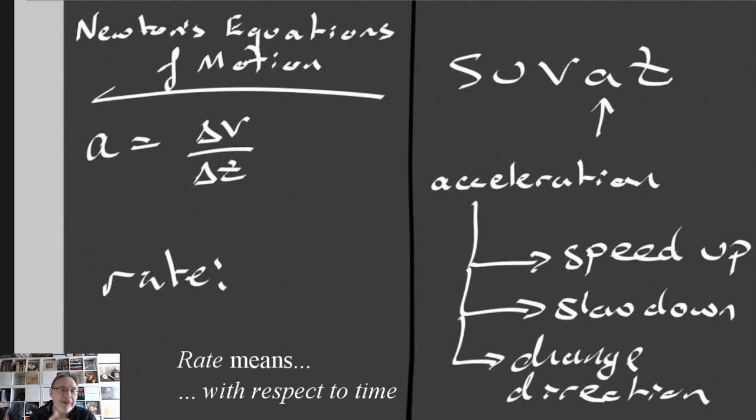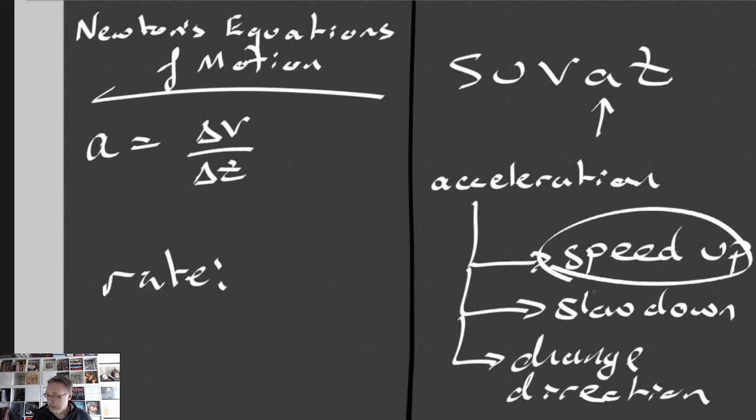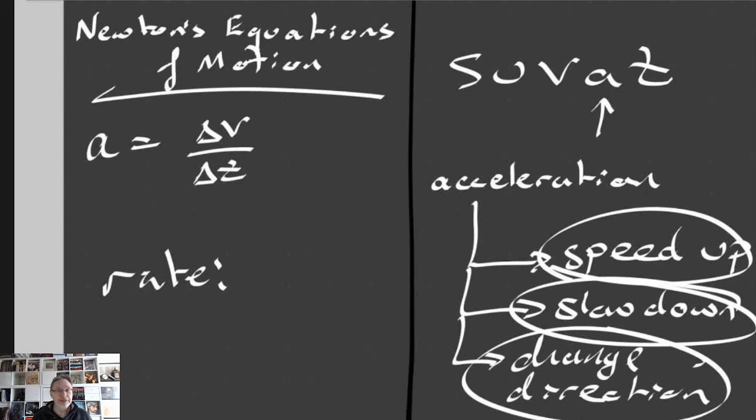So when the velocity of an object changes, not the speed, the velocity, that's what we call acceleration. Velocity is the speed in a certain direction. So the speed can get bigger or smaller, but because velocity is a vector quantity, it can also change direction. Hence, acceleration is to speed up, to slow down, or to change direction.